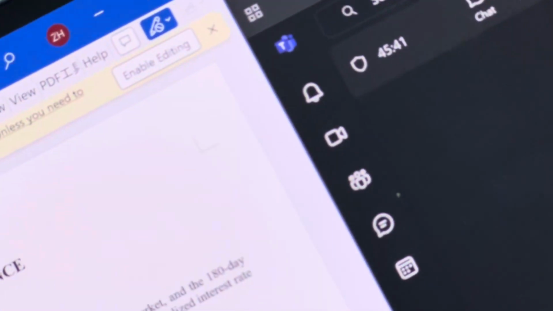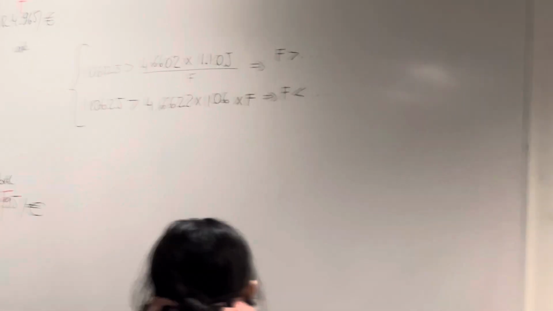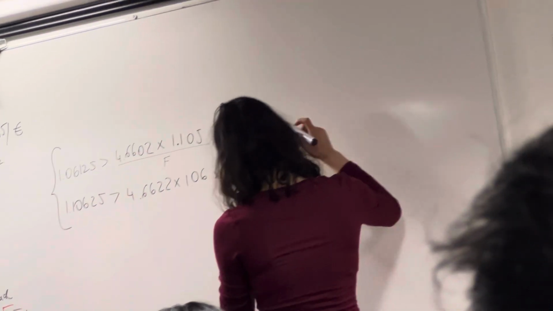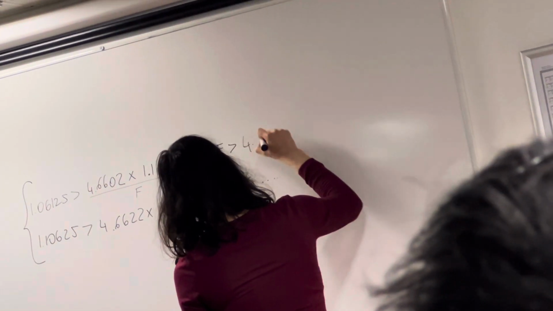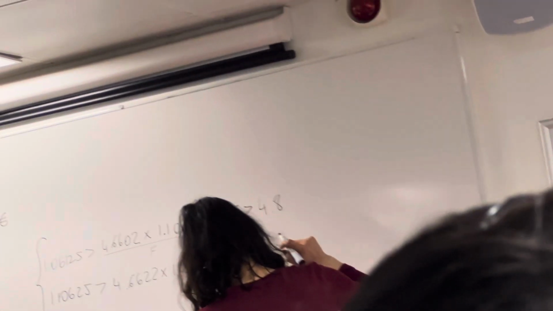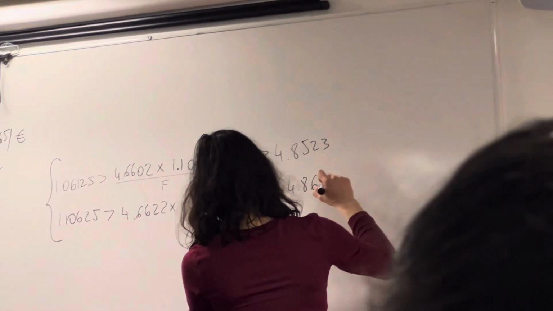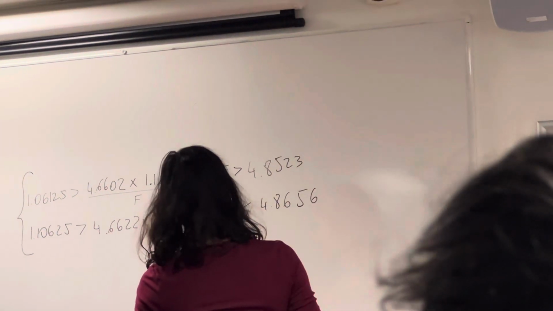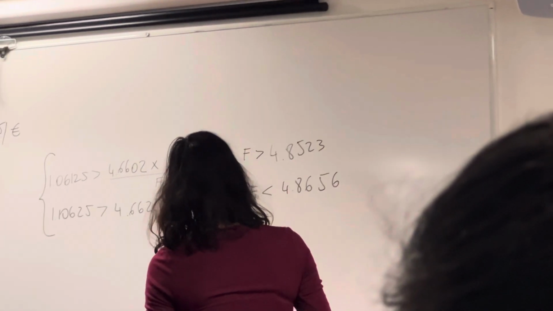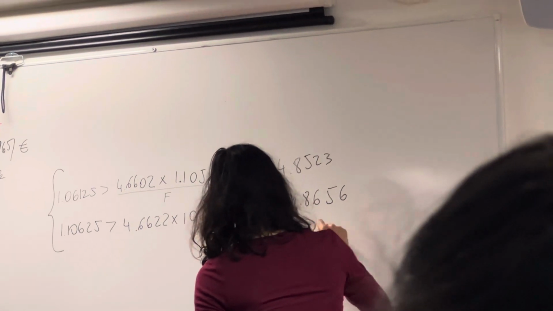No, I didn't do it. So the first one is f bigger than 8.4852, and the second one is 8.8656. So f has to be between this range.